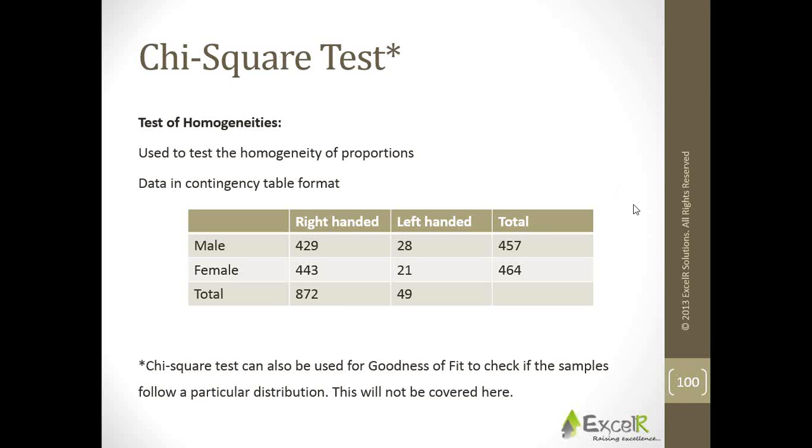So we are still doing the hypothesis testing, and we are here to discuss the chi-square test of homogeneity. It is used to test whether the data is homogeneous or not. What do you mean by homogeneous?